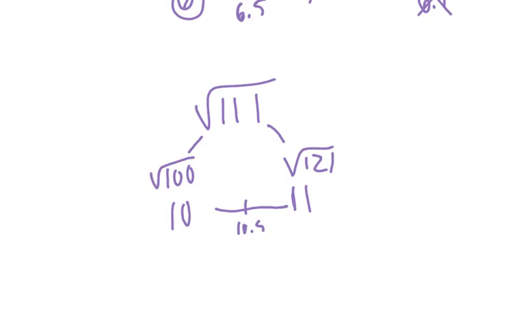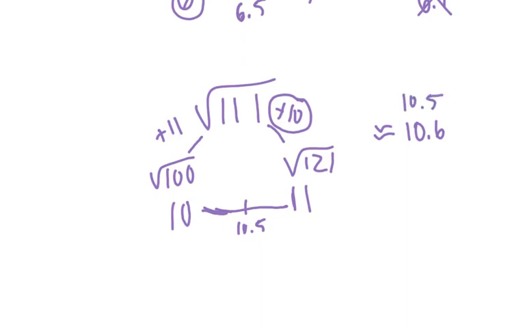I like to think of that as a little number line. 10.5 is in the middle. So if I add 11, I get from 100 to 111. And if I add 10, I get from 111 to 121. You can see that 111 is almost right in the middle of these two numbers. However, it's a tad closer to 121. So I would guess that this is about 10.5 or 10.6.